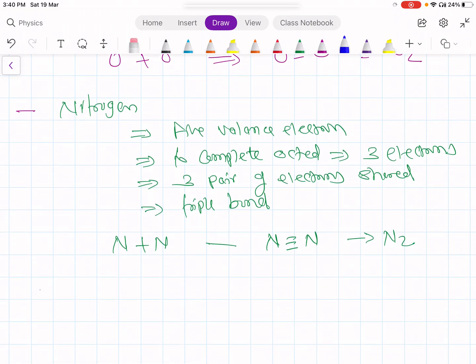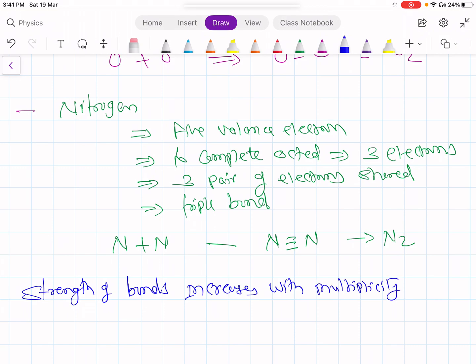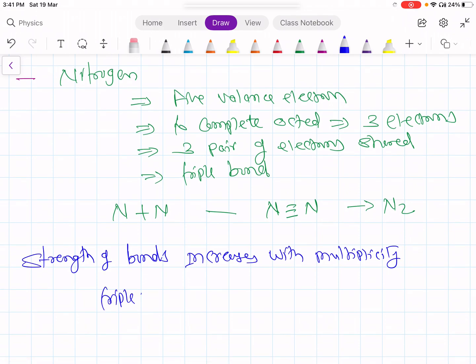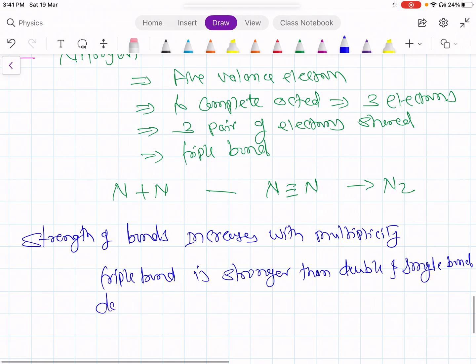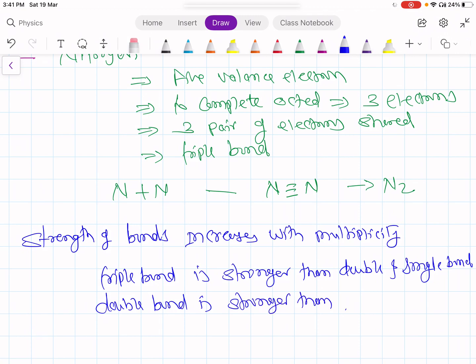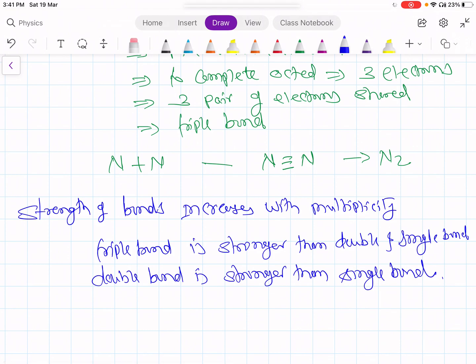And obviously, the strength of the bond increases with multiplicity. It means that a triple bond is stronger than a double and single bond, or you can say a double bond is stronger than a single bond. So that's how covalent bonds are formed between like atoms or between unlike atoms.